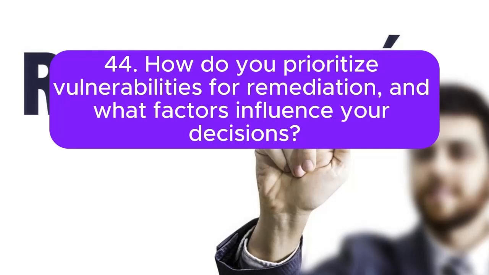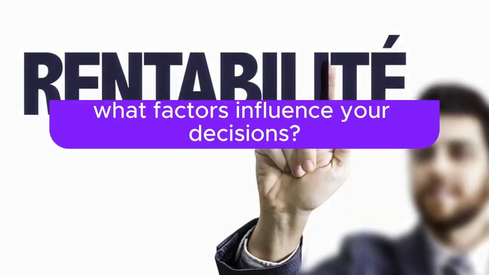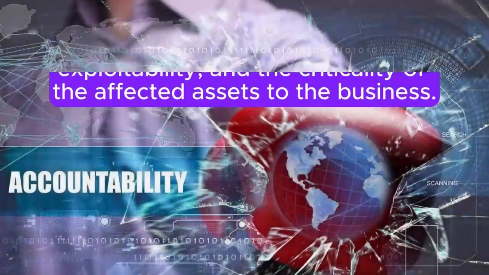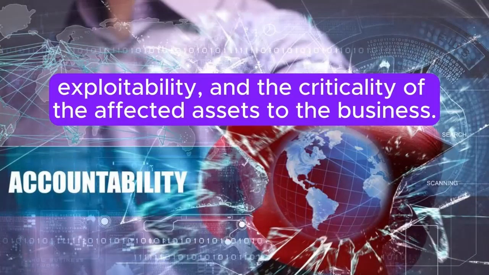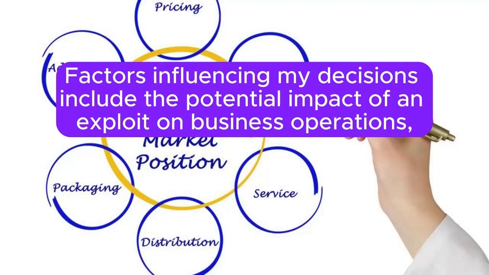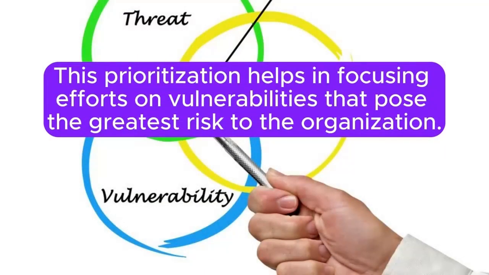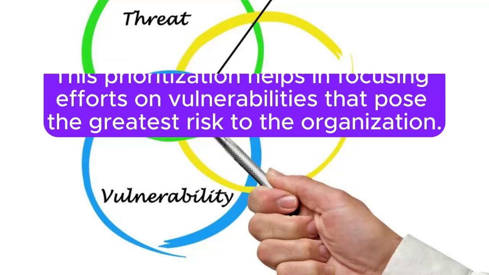44. How do you prioritize vulnerabilities for remediation, and what factors influence your decisions? Answer: I prioritize vulnerabilities based on their severity, exploitability, and the criticality of the affected assets to the business. Factors influencing my decisions include the potential impact of an exploit on business operations, the likelihood of the vulnerability being exploited, and the regulatory implications of exposure. This prioritization helps in focusing efforts on vulnerabilities that pose the greatest risk to the organization.